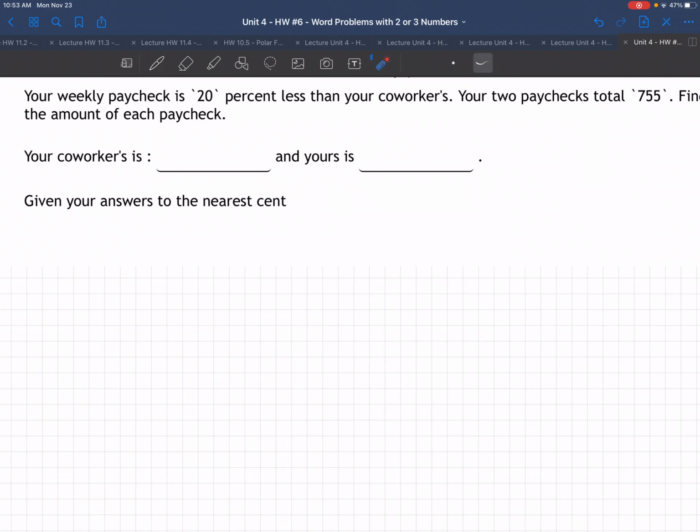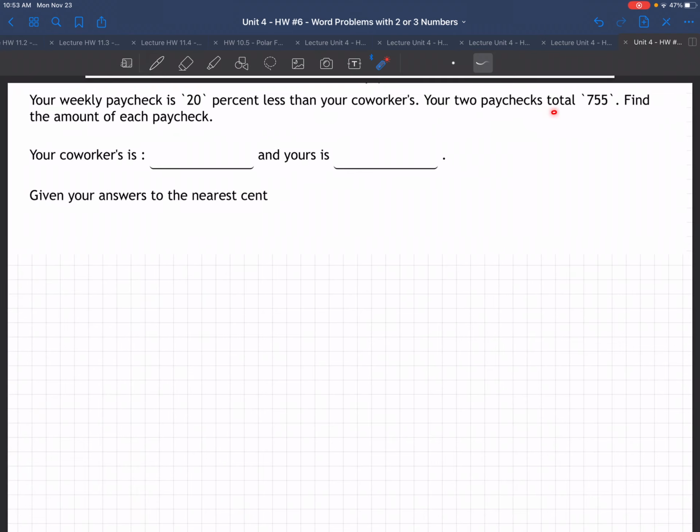Here's a problem about percentages. Your weekly paycheck is 20% less than your coworker's. Your two paychecks total $755. Find the amount of each paycheck. Okay, so let's go. Let me see. Yours is 20% less.